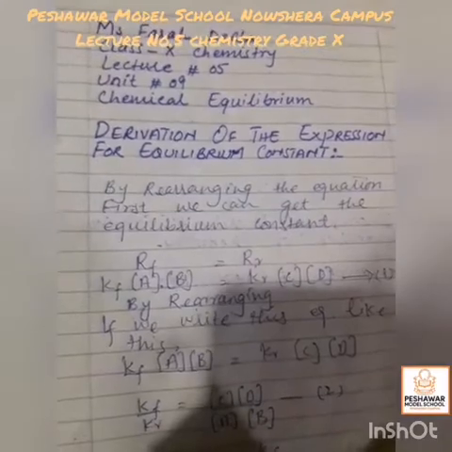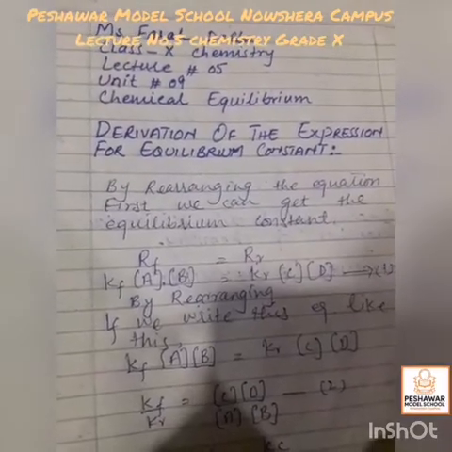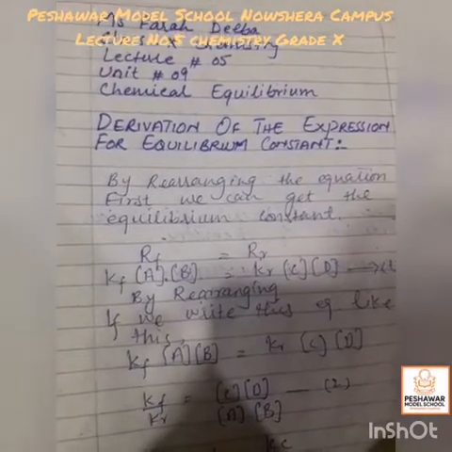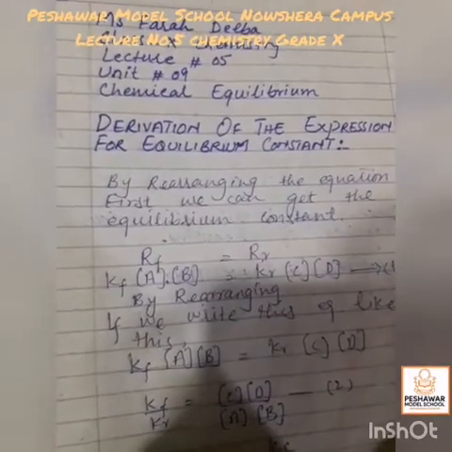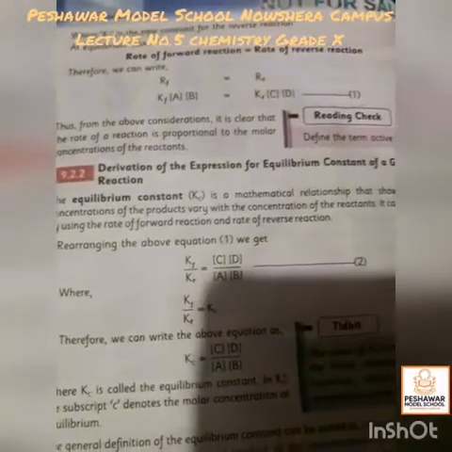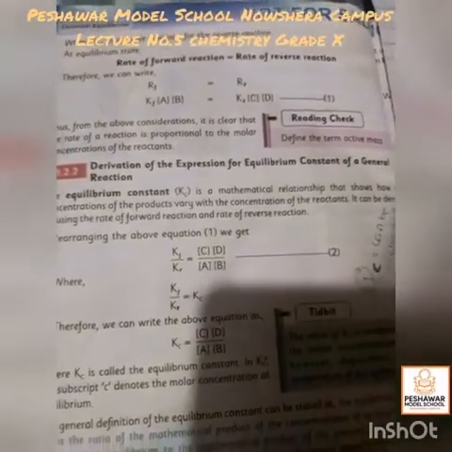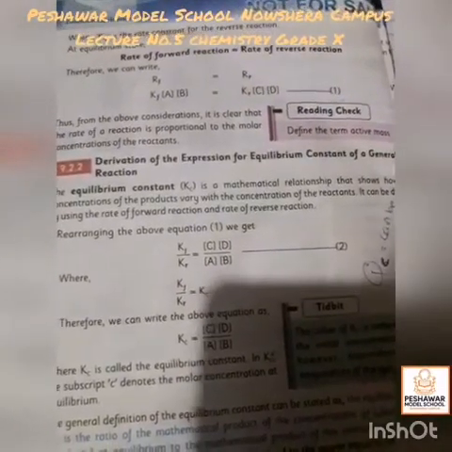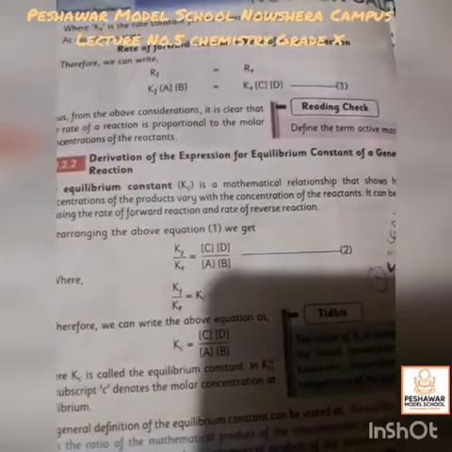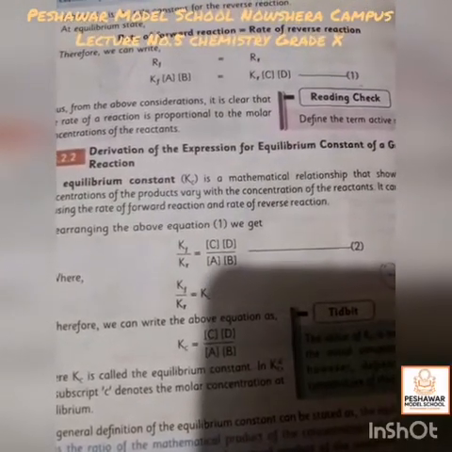Today we will discuss our fifth lecture, which is the derivation of the expression for equilibrium constant, from unit number 9, chemical equilibrium. Look at your book, it is from page number 8, the derivation of the expression for equilibrium constant of a general reaction, from unit number 9, chemical equilibrium.